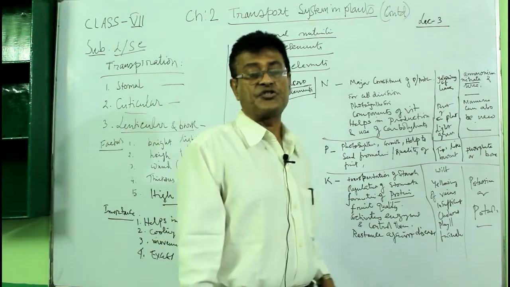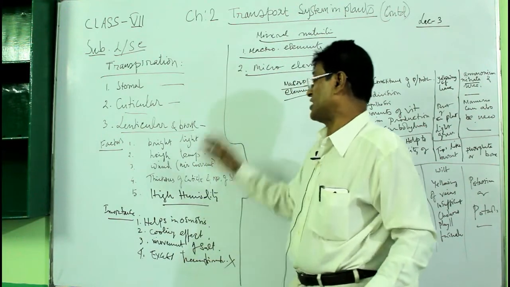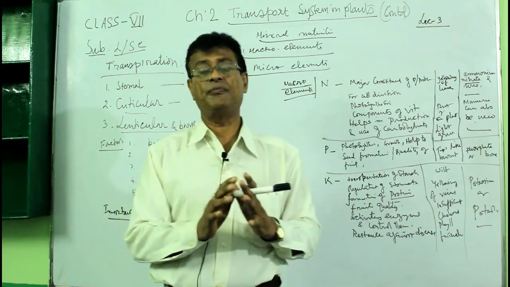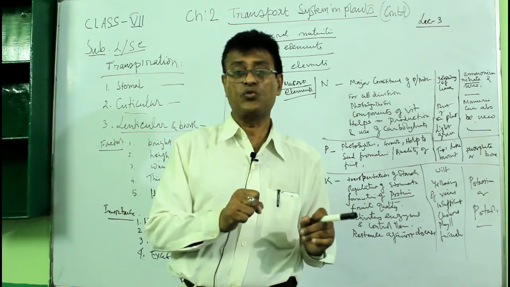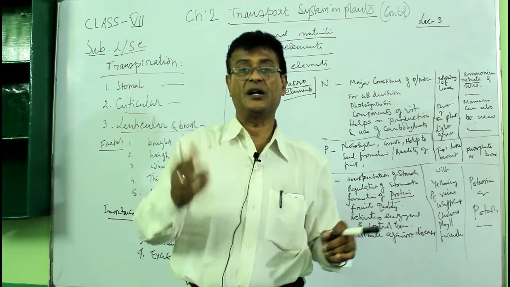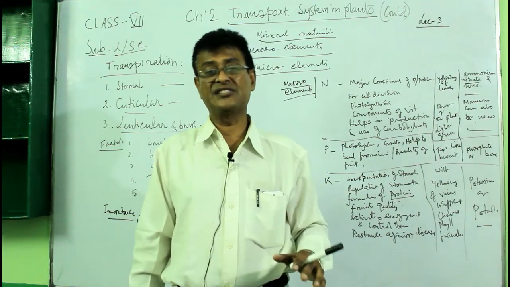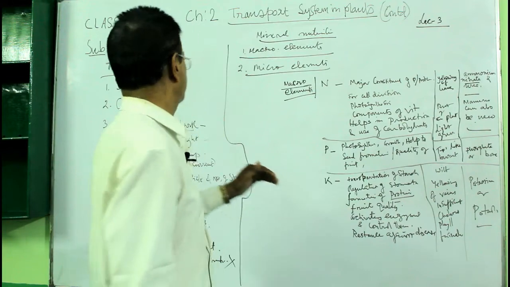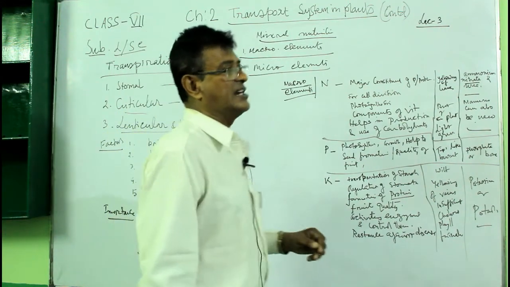Now, what is transpiration? Transpiration is nothing but a process of releasing the excess water into the atmosphere by the plants. That is transpiration. Now, transpiration occurs in 3 ways. First is stomatal transpiration.